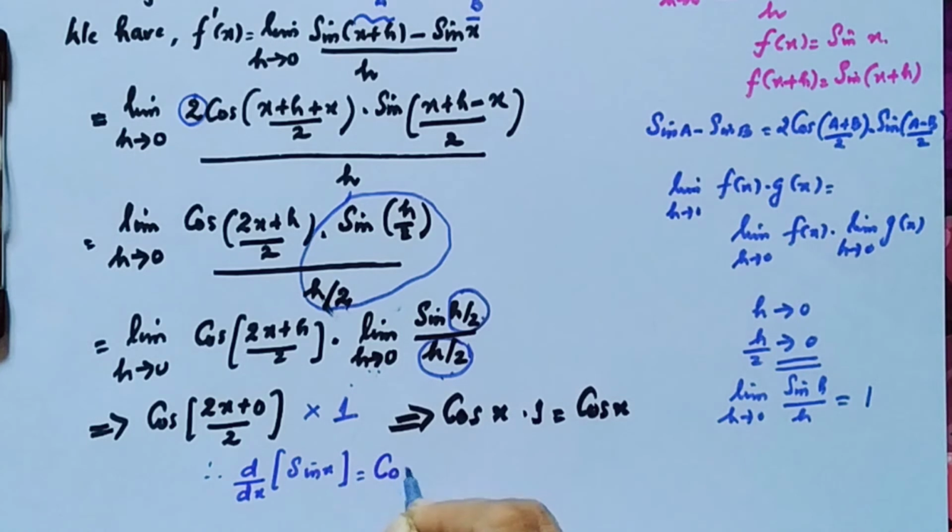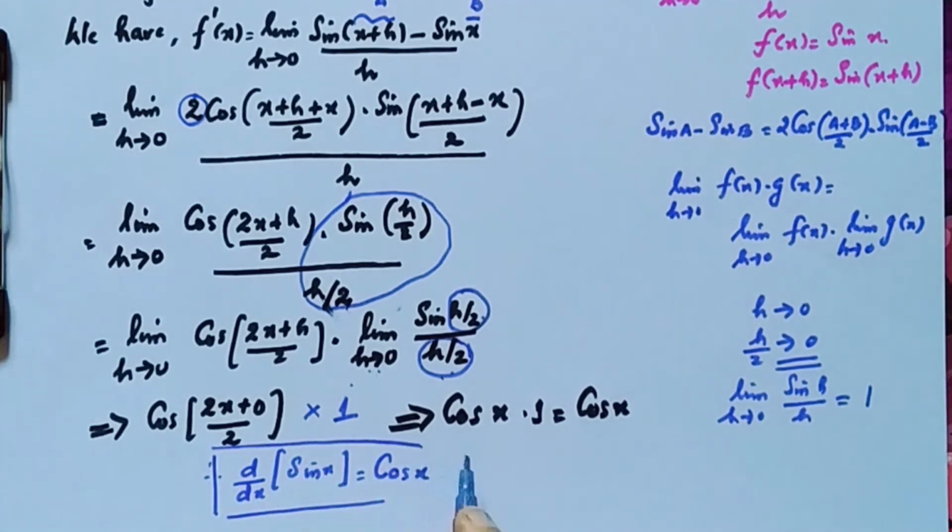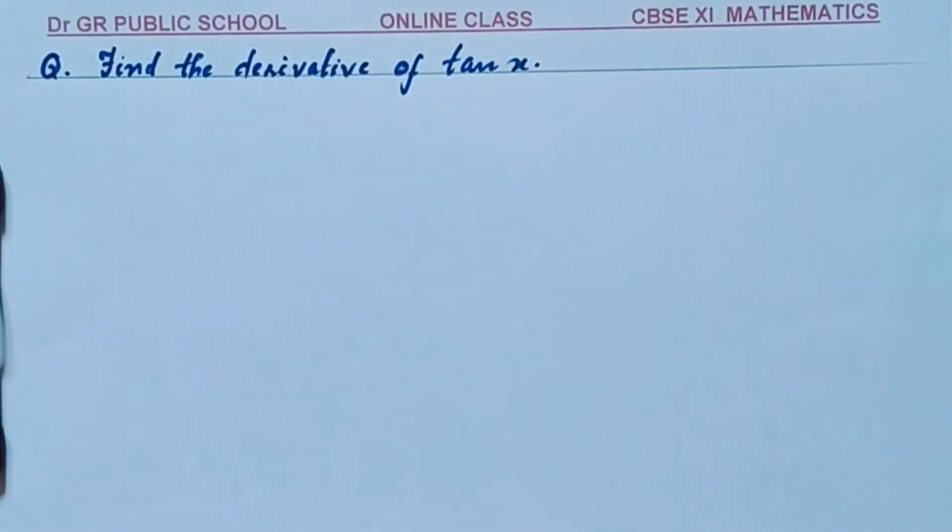Very important question: how to find the derivative of sin x using first principle. Derivative of sin x equal to cos x. Let us see how to find the derivative of tan x. We can study the derivative of tan x.